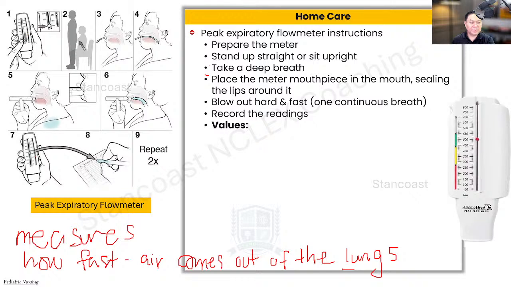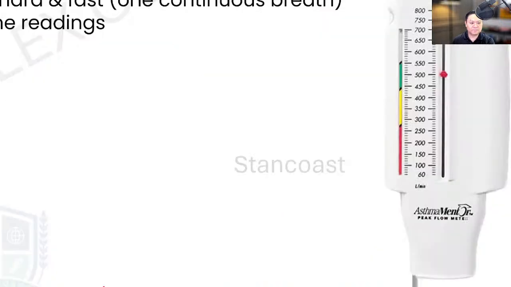So before we go into the values, let me show you that. The peak flow meter is basically like this one. There's that indicator here, the red zone, the yellow zone, and the green zone. When the patient is in the red zone, that's something bad. That simply means that the patient needs immediate help if they are in the red zone.